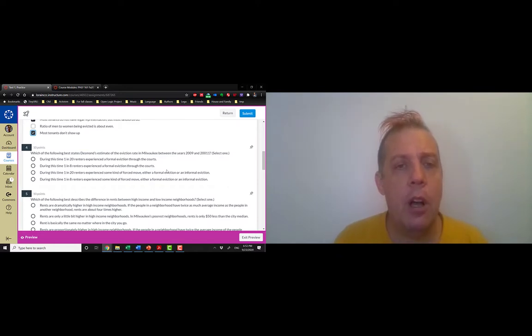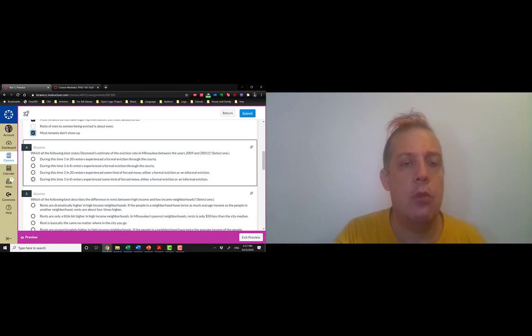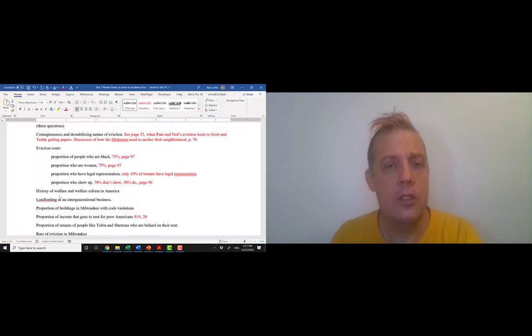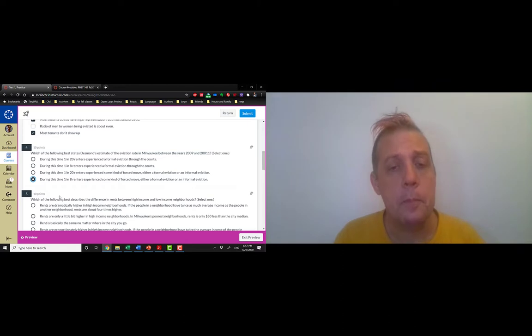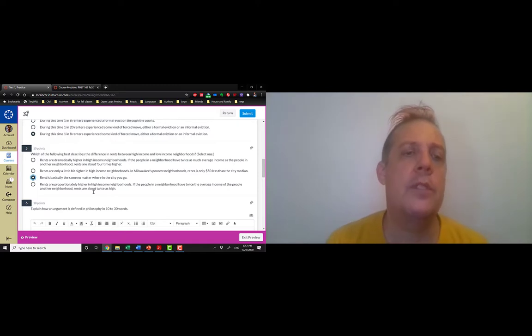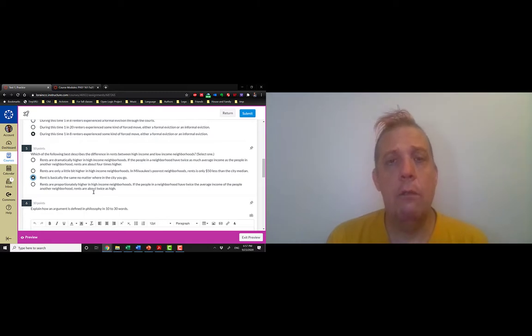What proportion of people were evicted in Milwaukee between 2009 and 2011? The correct answer is 1 in 8 renters, and that's on page 5 of your book. So again, this is information that you should just have in your notes and be able to look up. Okay. Rent is the same in high-income and low-income neighborhoods. This is something that he emphasizes when he talks about the business model for the bottom of the market, right?